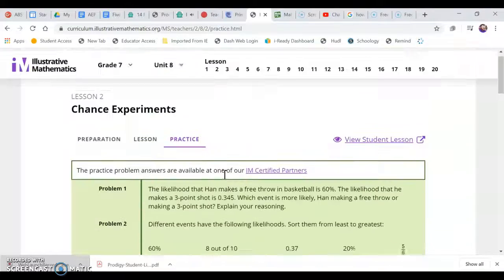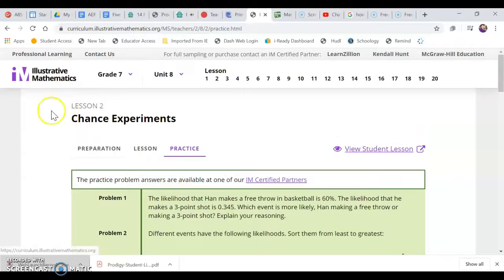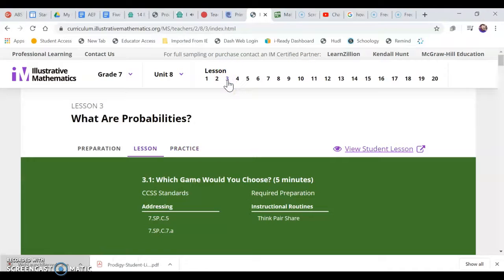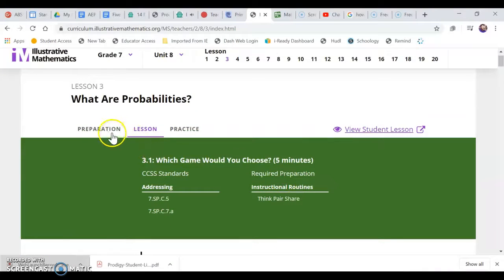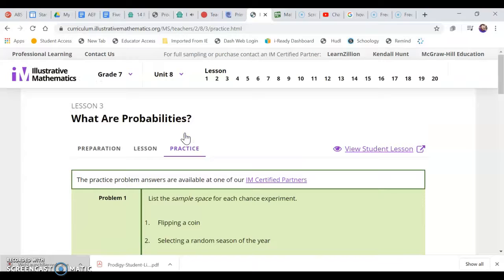Another nice thing about this website, instead of going all the way back to the homepage to look at the different lessons, you can just come right across the top and click on the different lesson. So if we're on lesson 2, if we want to look at lesson 3, okay, it takes me right to lesson 3. It gives me the lesson plan, it gives me what I need to know before, and it gives us a practice problem. This is a little bit about how illustrative mathematics works and how you could use it in your classroom.